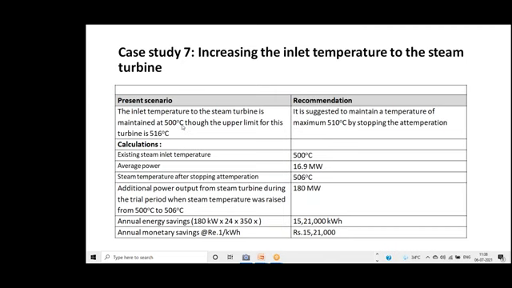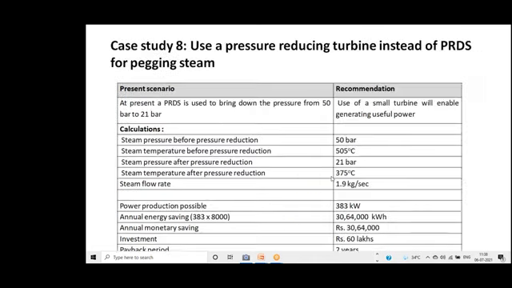So what we did was gradually increase the temperature by adjusting the superheater temperature, and finally they made it to 500, and we were looking at 510, but they were able to go up to 506. And additional power generation, 180 megawatts. So this resulted in a huge saving for the company by increasing the inlet temperature of the turbine.